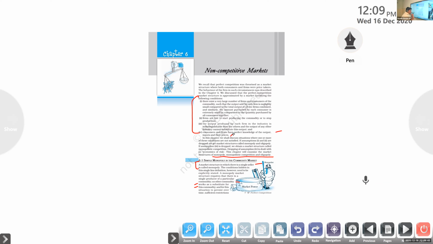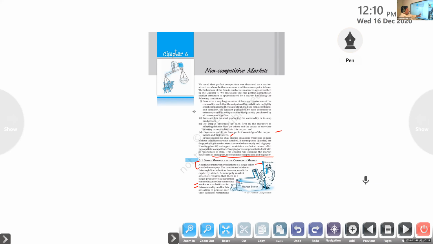So all the consumers and all the firms know the prevailing or existing price of the commodities in the market, and the cost incurred for the production, the cost of the input and the proportion of output related to the input they are using to produce that particular product. So these are the four features related to perfectly competitive markets.